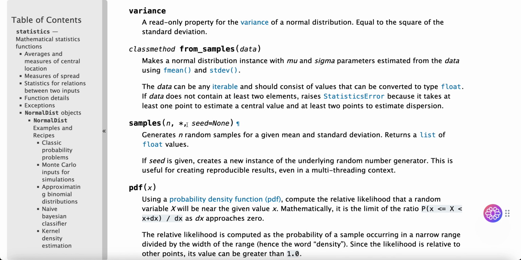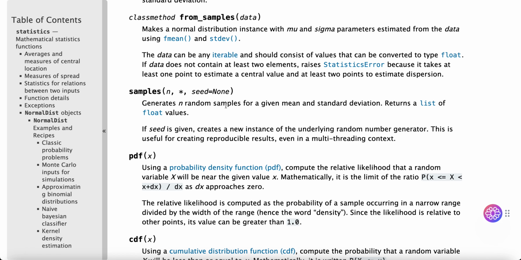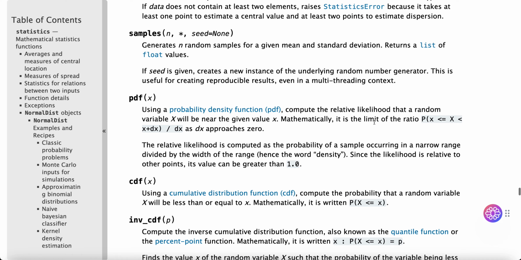samples(n, *, seed=None). Generates n random samples for a given mean and standard deviation. Returns a list of float values. If seed is given, creates a new instance of the underlying random number generator. This is useful for creating reproducible results, even in a multi-threading context.